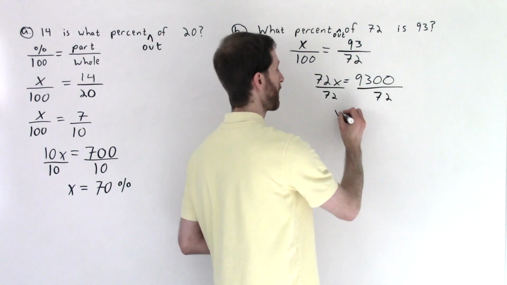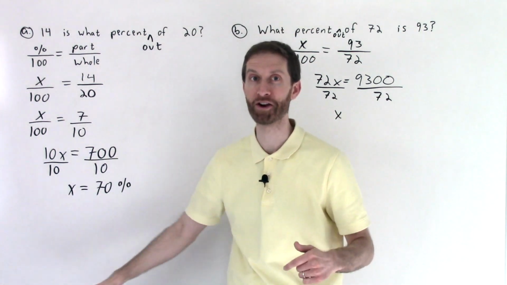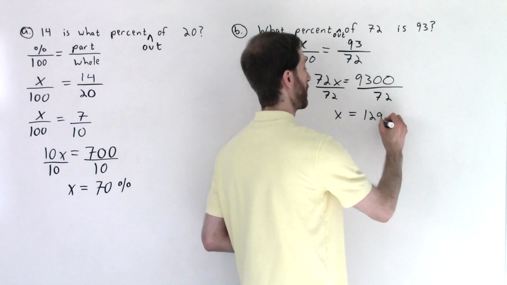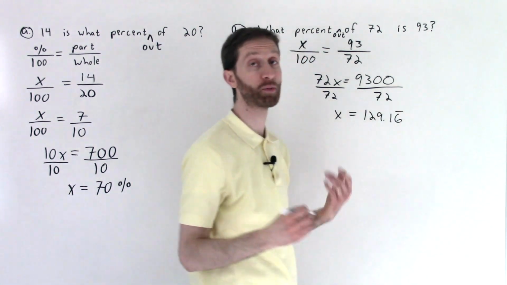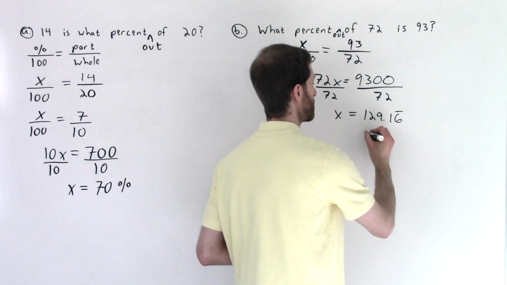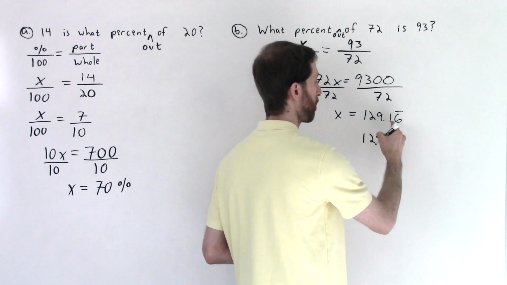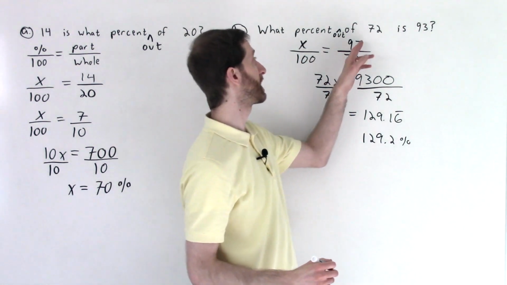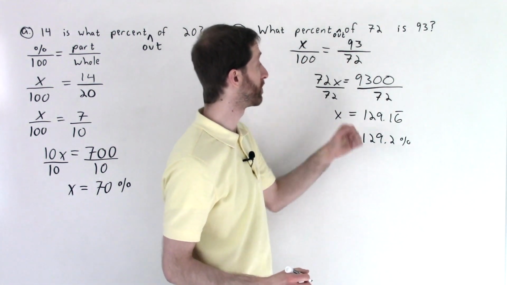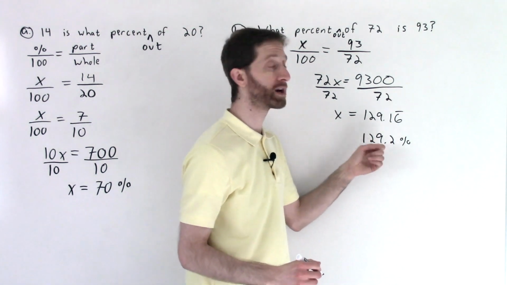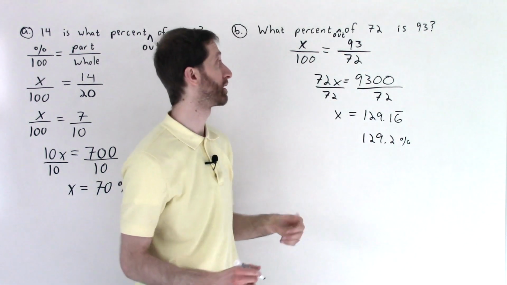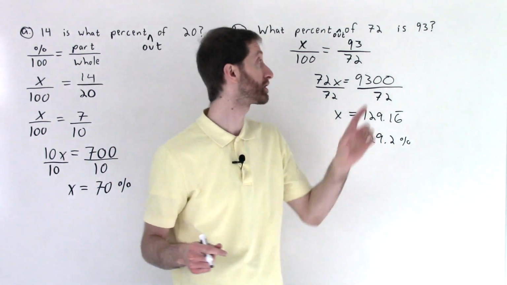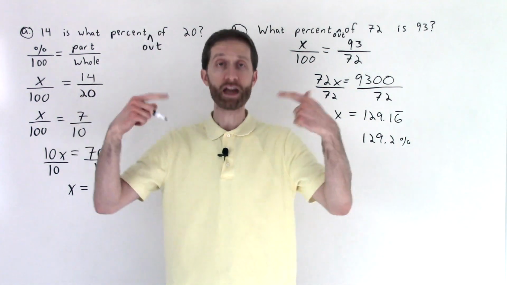From there, I get a final answer, which I've calculated out: 129.16, and that keeps repeating. So what's our percentage? Let's round it to the nearest tenth of a percent. 129 point, we'd round up, 2%, which makes sense as an answer because 93 is more than 72 by a decent amount. How much? 29.2% above 100% of 72. That's all we got, peeps. It's all about practicing those translations first, getting your proportions, then going back and solving them out.